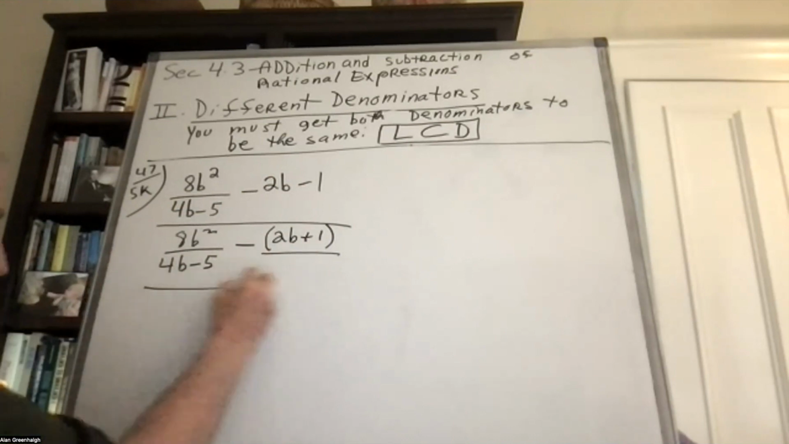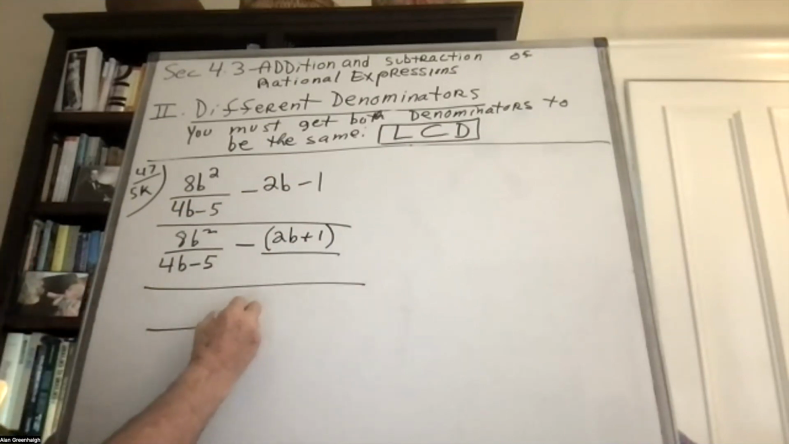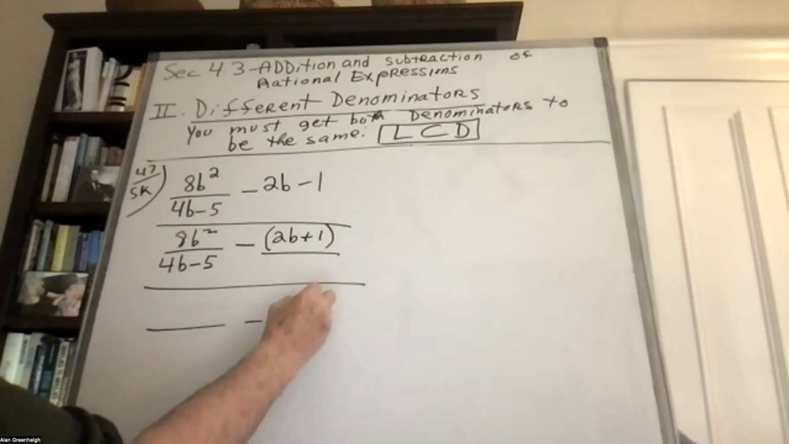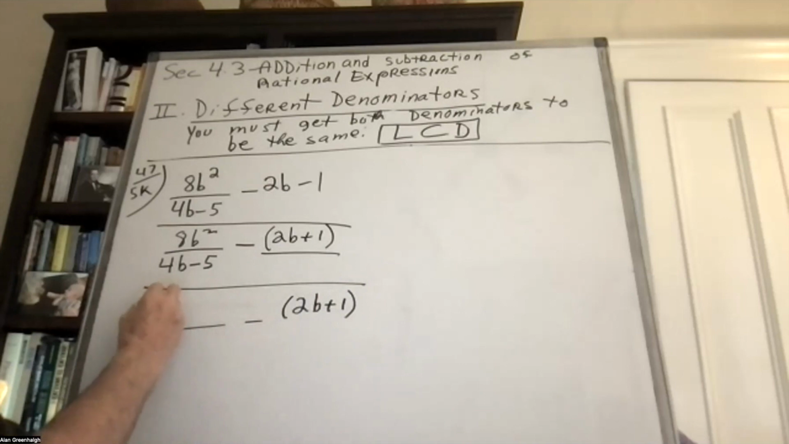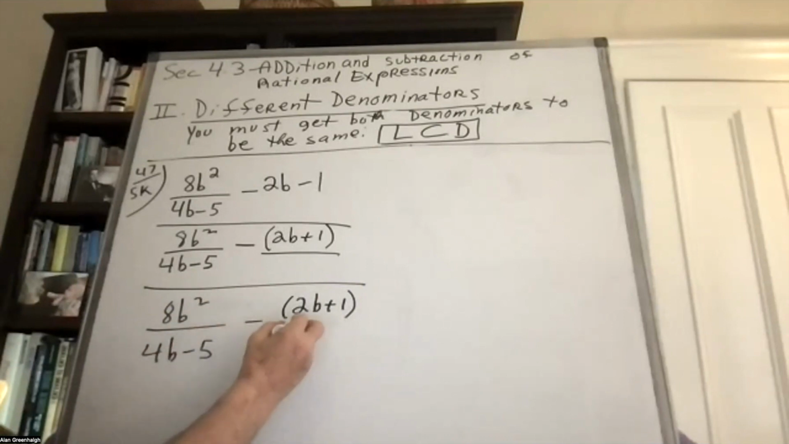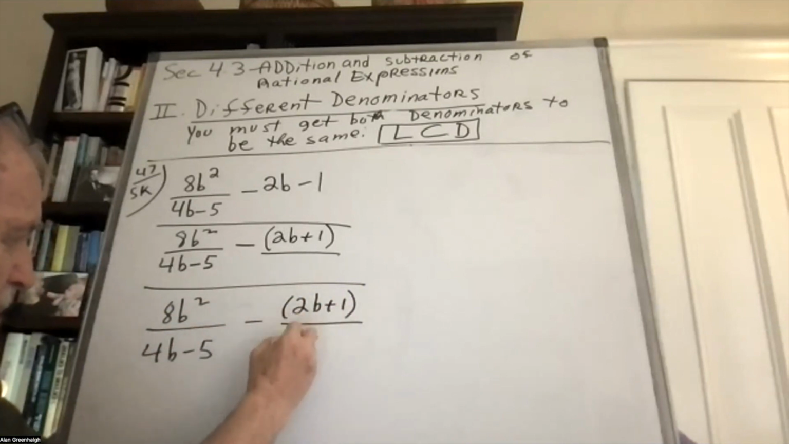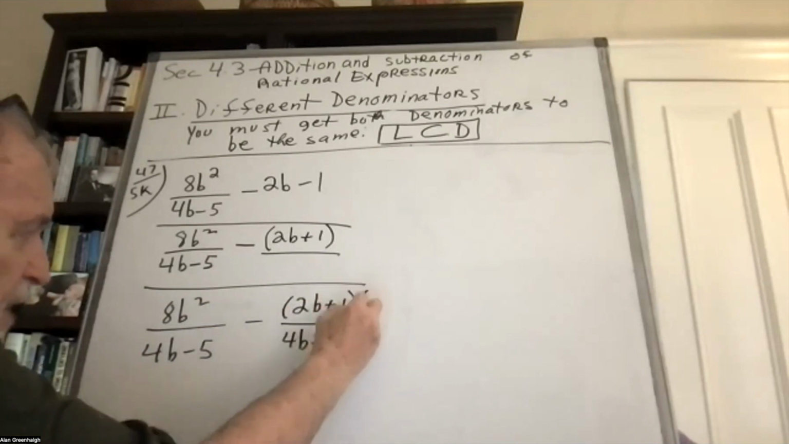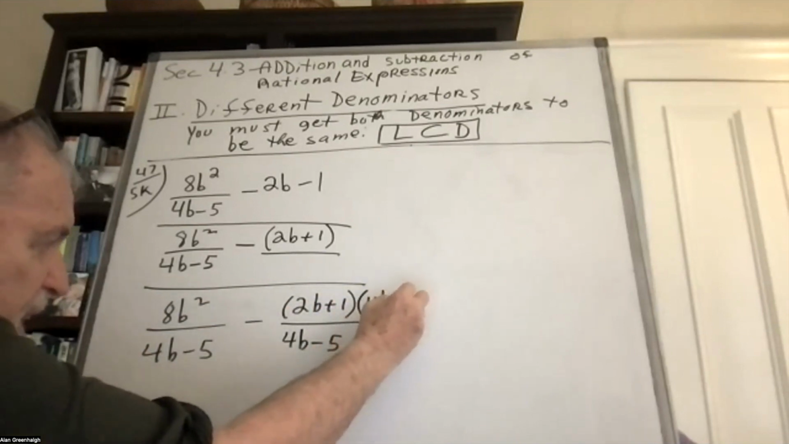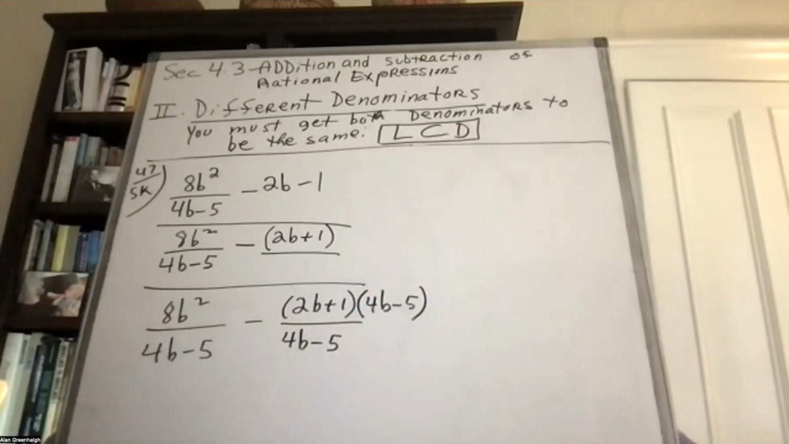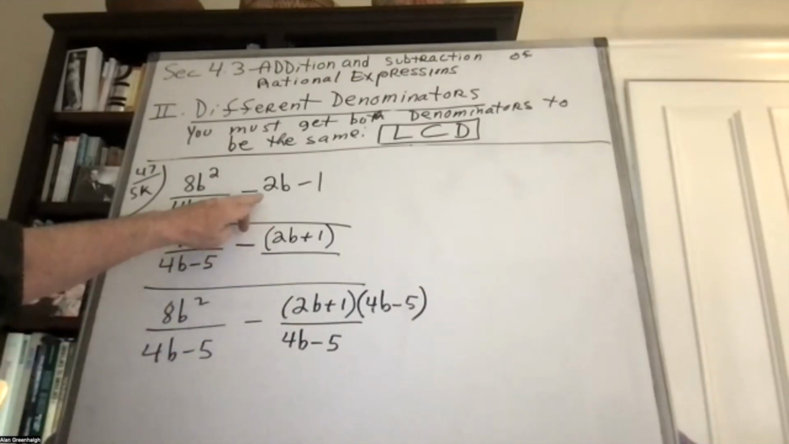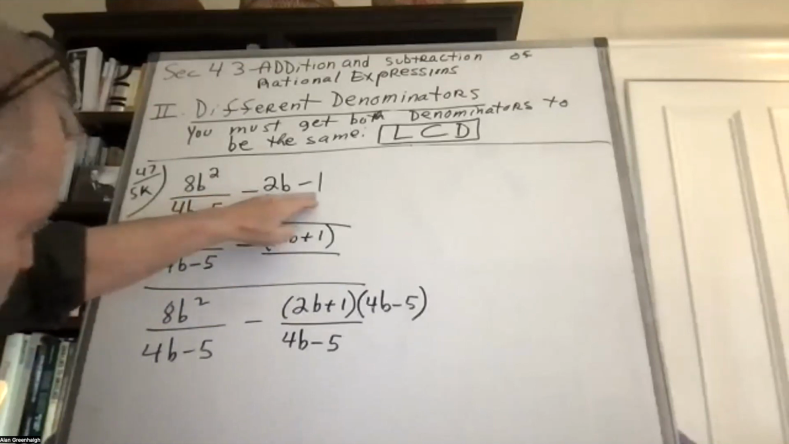And then the least common denominator is 4b minus 5. So you need to multiply the numerator by 4b minus 5? Professor, I have a question. Why did we have to factor the numerator for the first one? Why did we do this? Because I didn't know what to do with this.